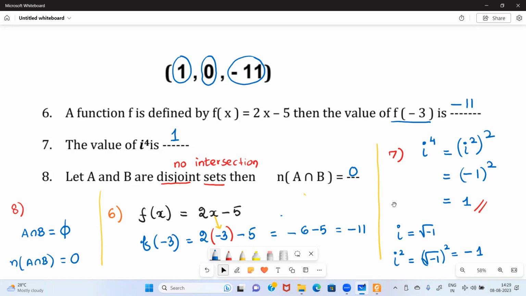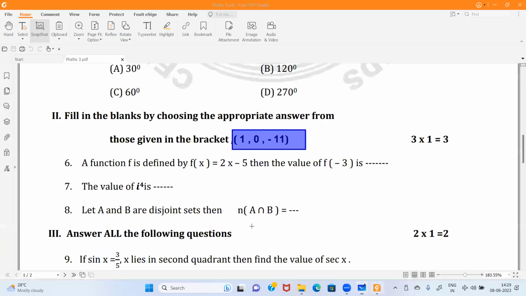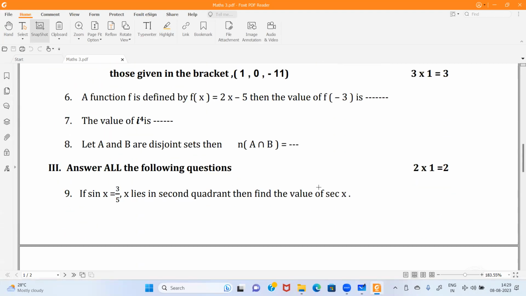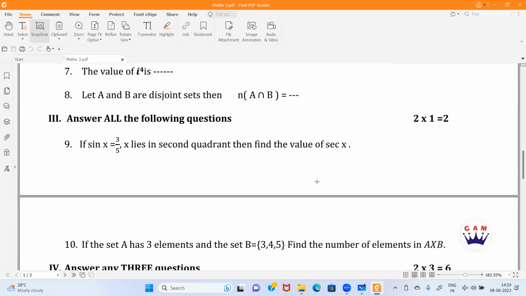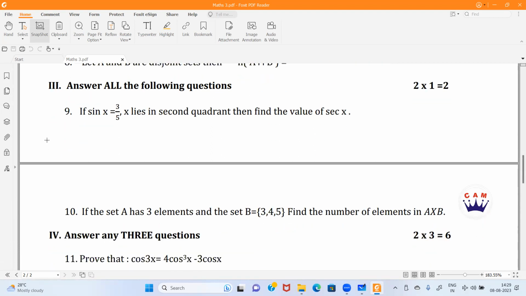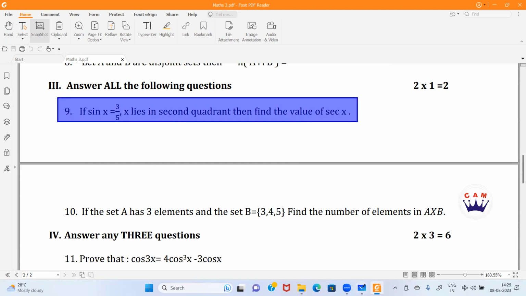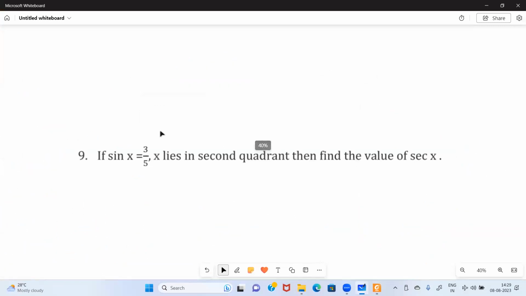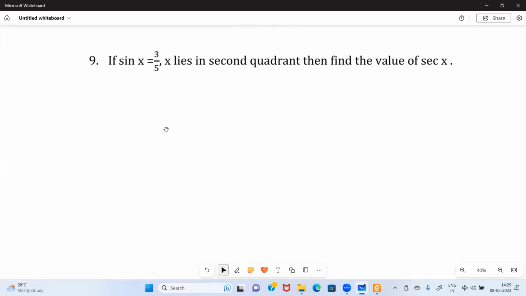Yes. Now let's move on to the next section. Answer all the following questions. Let's look at question number 9 now. If sin x is equal to 3 by 5 and x lies in the second quadrant, then what is the value of secant x? Okay, students.